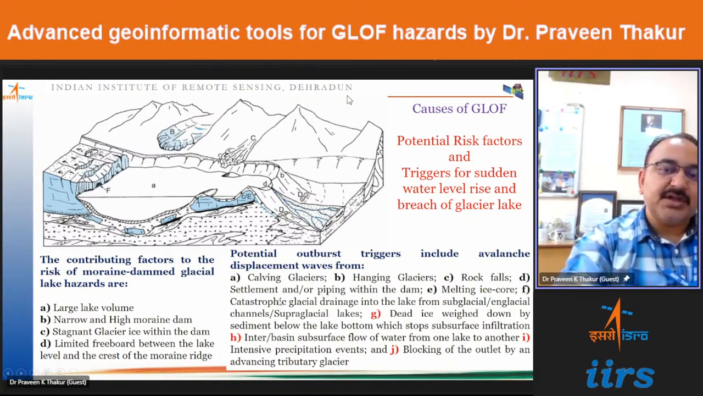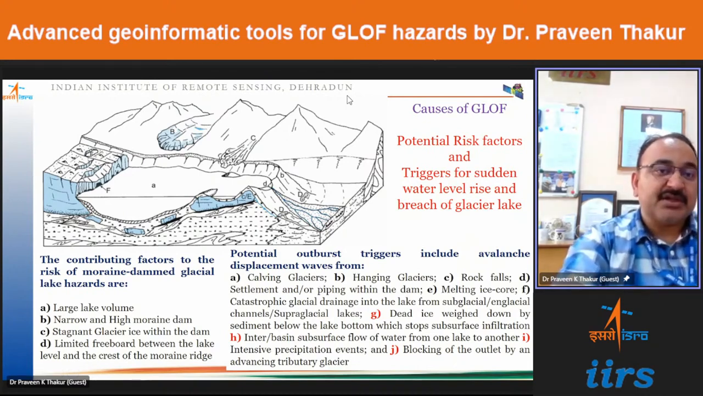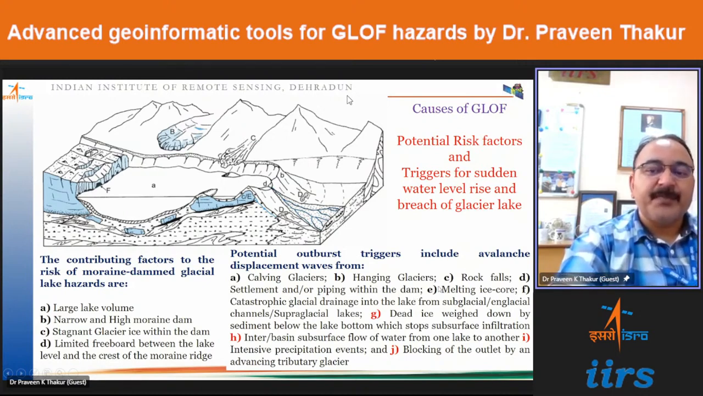And these are some of the triggers which will cause this lake to breach. There can be a calving glacier. Suddenly there is an ice mass of the glacier which is falling, causing a water wave. Then you have the hanging glaciers. In some cases, rockfall can also trigger the breaching of the lakes, or there can be settlement or piping within the dam. There can be melting of the ice core within the moraine, and also a catastrophic drainage into the lake or supraglacial cavities. And plus, you can also have the dead ice weighed down by the sediment below the lake bottom, which will stop the subsurface infiltration temporarily, leading to an increase in the water pressure.